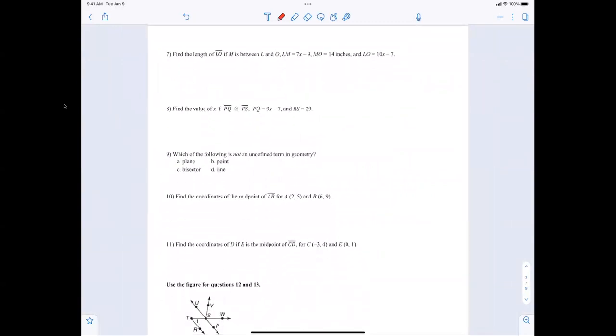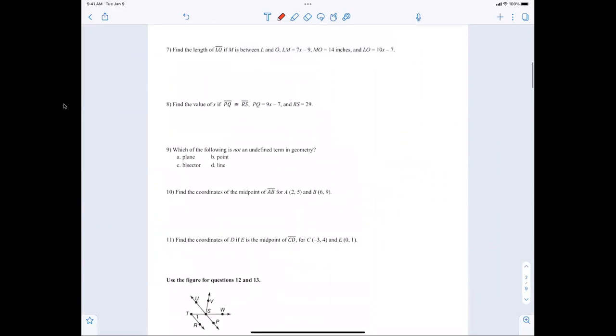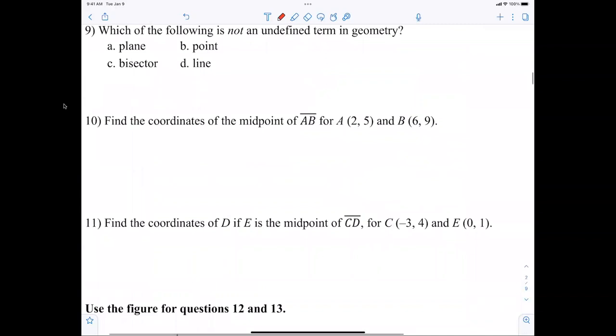Anybody? 7 through 13. Anybody have any questions? Yes, sir. Let's do 10. Okay, so finding the midpoint, that's just a formula. Everybody needs to know the formula for midpoint is x1 plus x2 divided by 2, comma, y1 plus y2 divided by 2. Now I always just tell my kids that the midpoint is the average, right? It's the average of the x's and the average of the y's. Everybody good with this? Anybody have any questions?